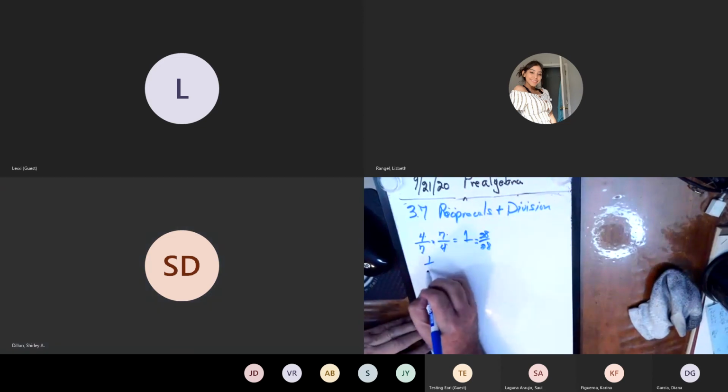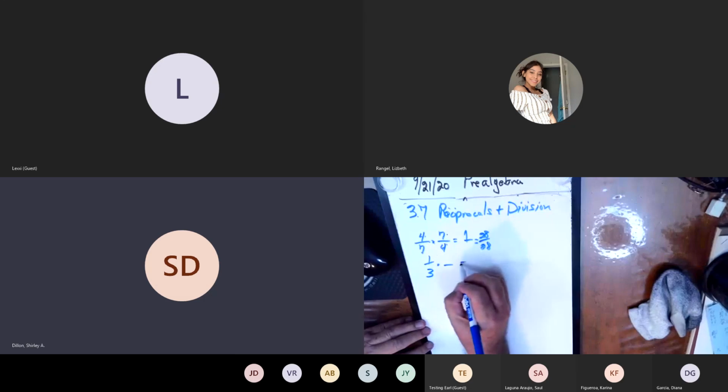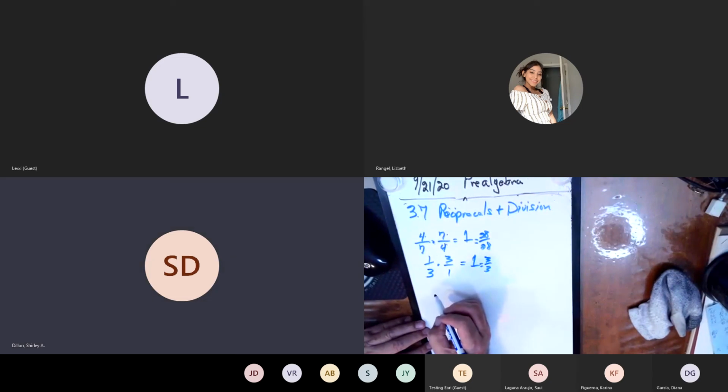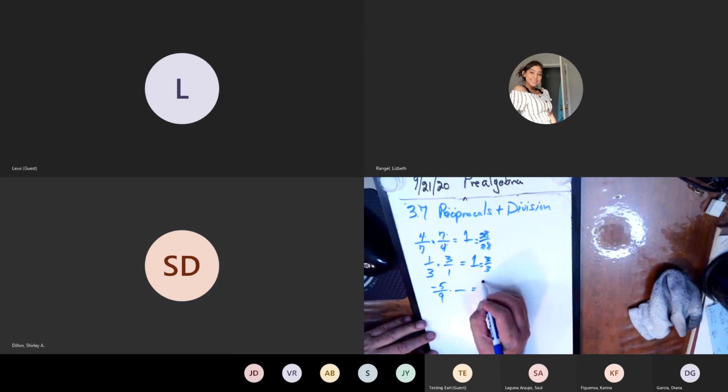All right, so the reciprocal of 1/3 is 1 here, 3 here. 3 over 3 is 1. How about negative 5/9 times what equals 1? Well, the negative 5 comes down here, the 9 goes up here, I get negative 45 over negative 45, and of course, anything over itself is automatically 1.